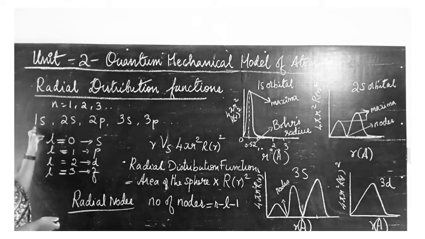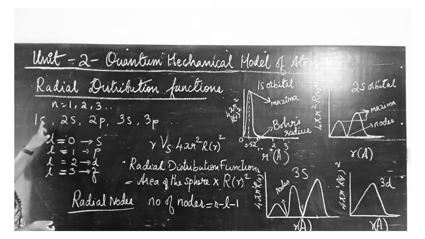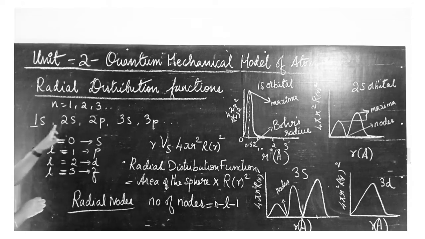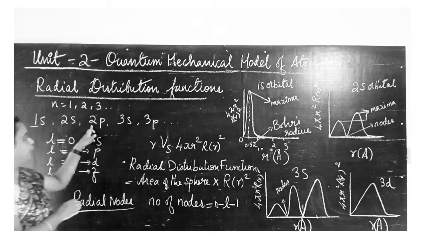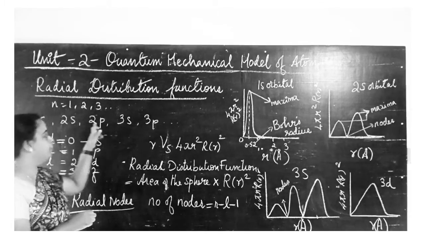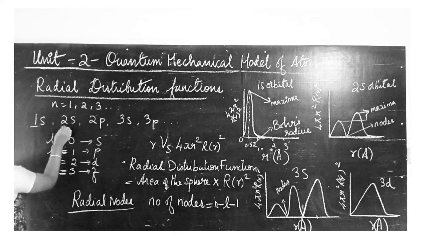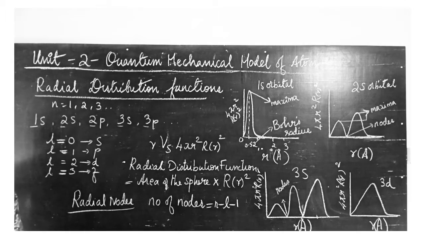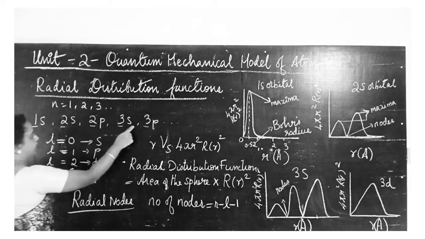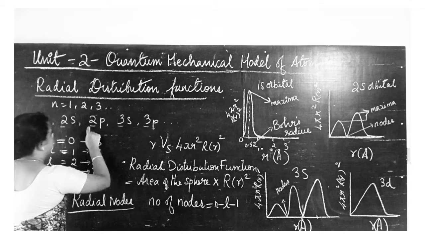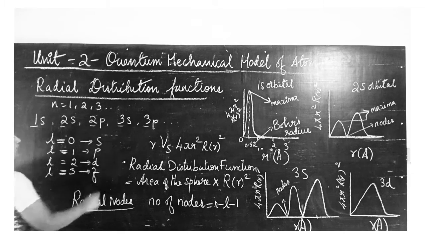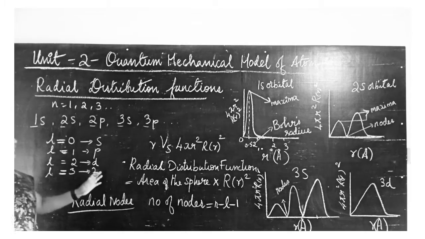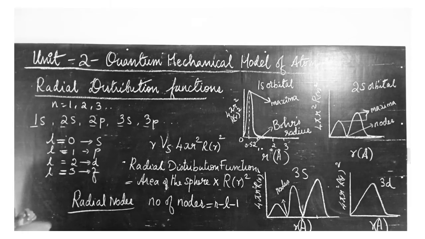Understanding? Yes. So 1s orbital, in this 1s orbital, 1 is the principal quantum number; 2s orbital, 2p orbital, 3s orbital, 3p orbital. In all these, the first value, these numbers, indicate the principal quantum numbers. Okay. S, P, D, F, they are the orbitals: S orbital, P orbital, D orbital and the F orbital.